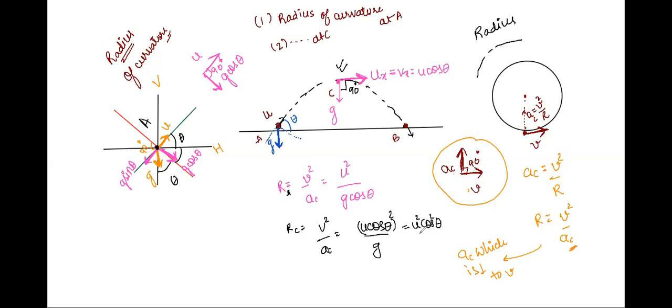So u square cos square theta upon g. This is how we found the radius of curvature at A and C. Some students may be tempted to ask, sir, if there is no circular motion, if the path is parabolic, how come we are talking about radius of curvature? Then I will say that at every point, there is some different radius of curvature.